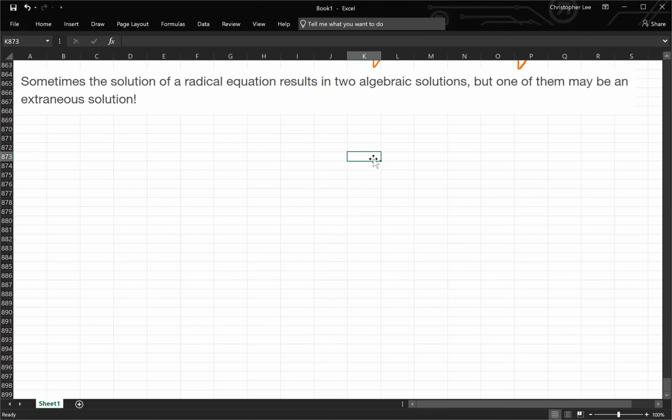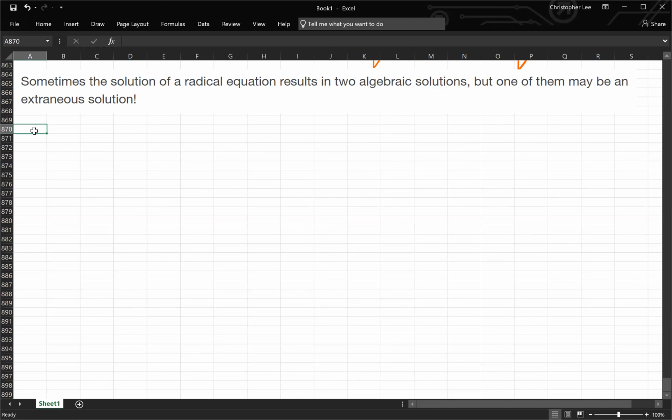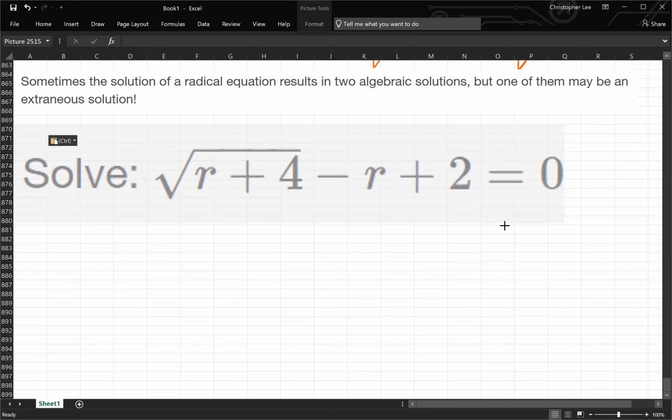So sometimes the solution of a radical equation results in 2 algebraic solutions, but one of them may be an extraneous solution. Check your answers. That's what it means. All right. That's all it means. Low key, you could finish your homework if you want.